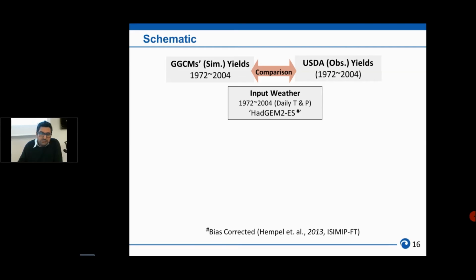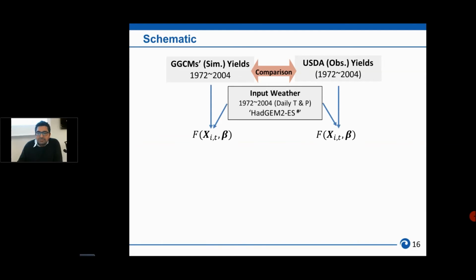Then what we do is we use the weather variables, daily temperature and precipitation, from the HadGEM Earth System model. The reason we choose this model is because from the ISIMIP fast track, the data that we use for the crop models are actually driven by this Earth System model. So this is the actual driving input weather parameters.